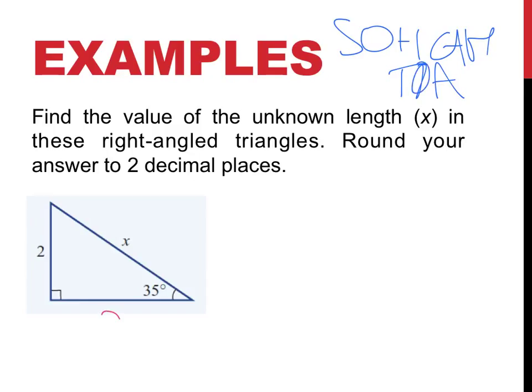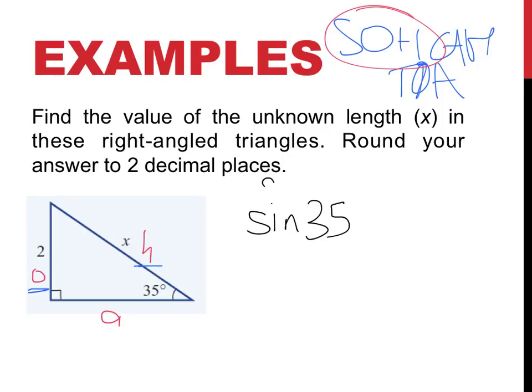Here's my angle. There's my adjacent. There's my hypotenuse. There's my opposite. The ones that I have are the opposite and the hypotenuse. Opposite and hypotenuse means it's going to be sine. So the sine of 35, or sine theta, here's my formula, sine theta equals opposite over hypotenuse. And then when I sub in, the sine of 35, the opposite is 2, and the hypotenuse is x.